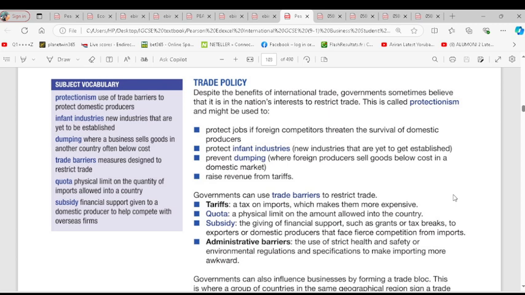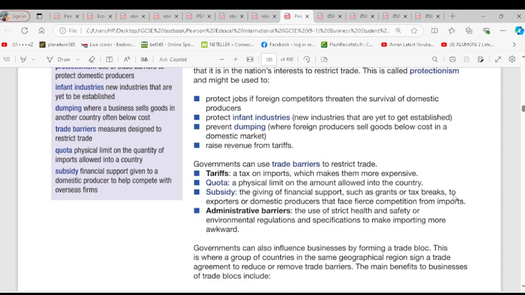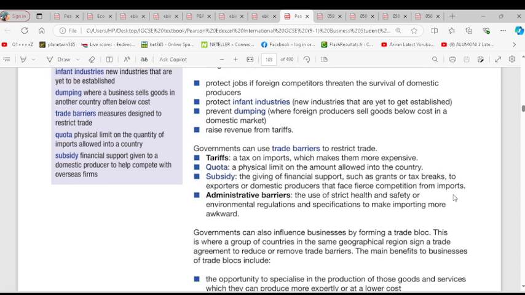What is a tariff? Tariffs are taxes on imported products. So for you to import goods into the country, you pay taxes. When these taxes are high, it makes the price of imported products increase. So people will fall back to buying domestic products. Is it clear? Yes.